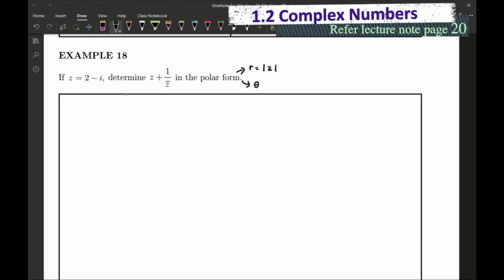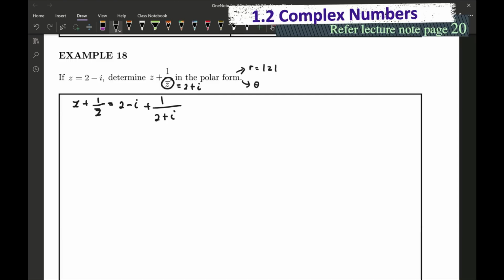Now, what is our z bar here? Z bar means the conjugate of z. What is the conjugate of z? Meaning they have the same real part but the opposite sign of the imaginary part. So this one is 2 plus i. Now our z plus 1 over z bar is equal to 2 minus i plus 1 over 2 plus i.